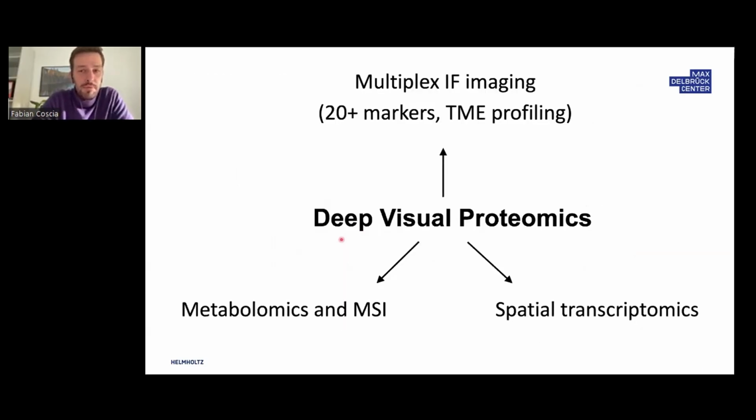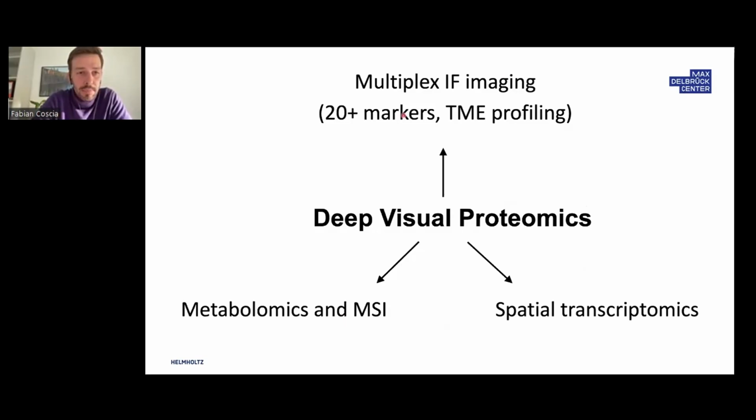Now, for this final outlook, I want to just shortly mention where we are heading. I showed you some data on the Deep Visual Proteomics pipeline, which is really a new framework and very versatile pipeline that allows us now to connect this spatial proteome readout to other modalities. And there are many more things we want to do in the future.